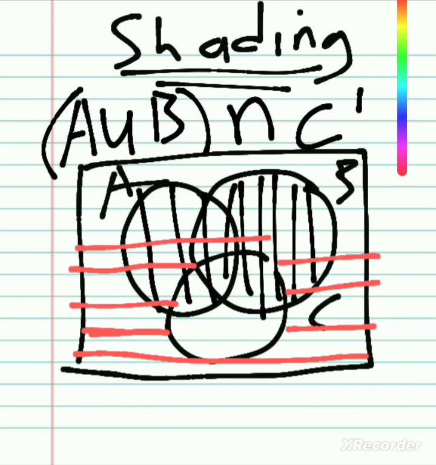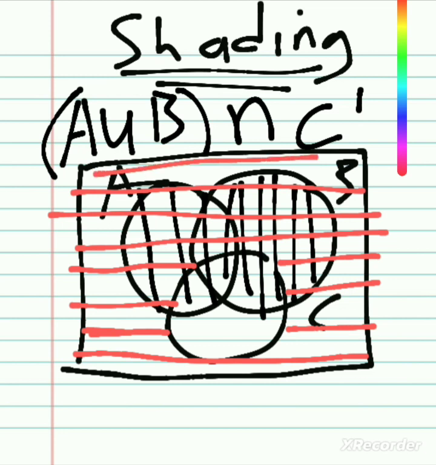So this is everything outside C, and you can see the intersect region, it's here. That's why we have two types of lines. So this is what you have to go and draw on your answer sheet.